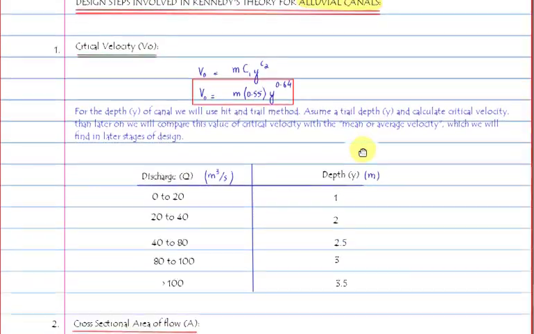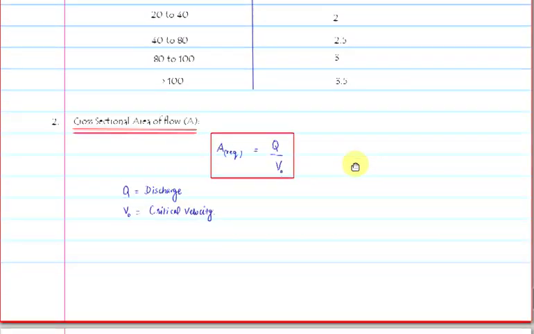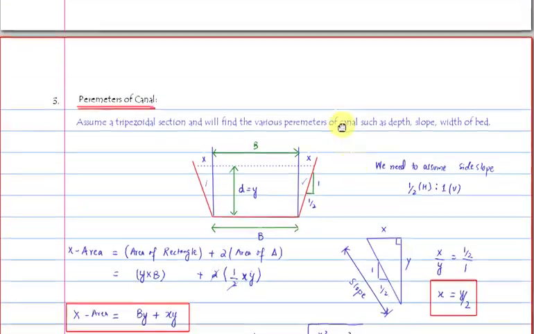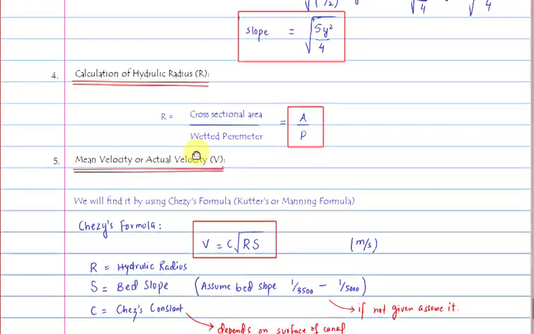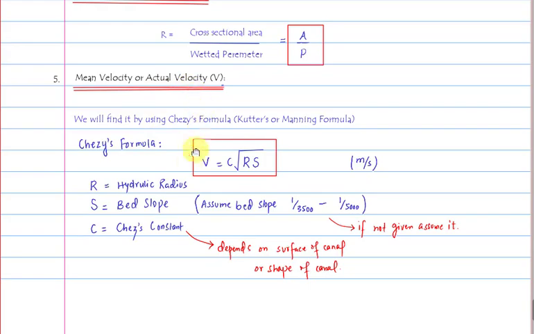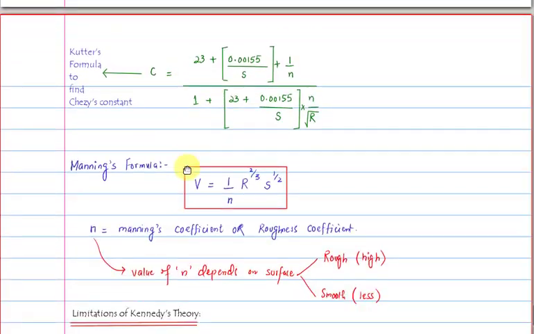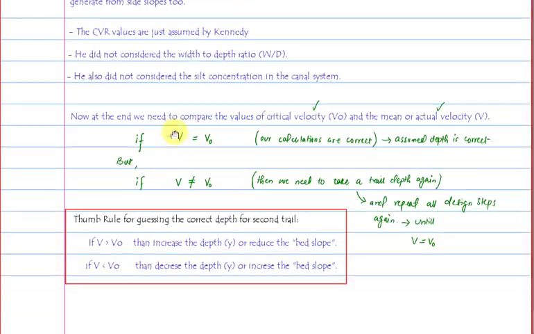So that's it. These were the steps for designing. First step was critical velocity V naught. Then we will find cross-sectional area of flow A. In step 2, in step 3, we will find out the parameters of canal. And in step 3, we will do the calculation for hydraulic radius R. Then we will find mean velocity or actual velocity. Then we will compare both velocities and check whether V is equal to V naught or not. If it is equal, then that's fine. If it is not equal, then we need to repeat all design steps by considering another depth. So that depth will depend upon these thumb rules. If V is greater than V naught, then we will increase the depth. If V is smaller than V naught, then we will decrease the depth.